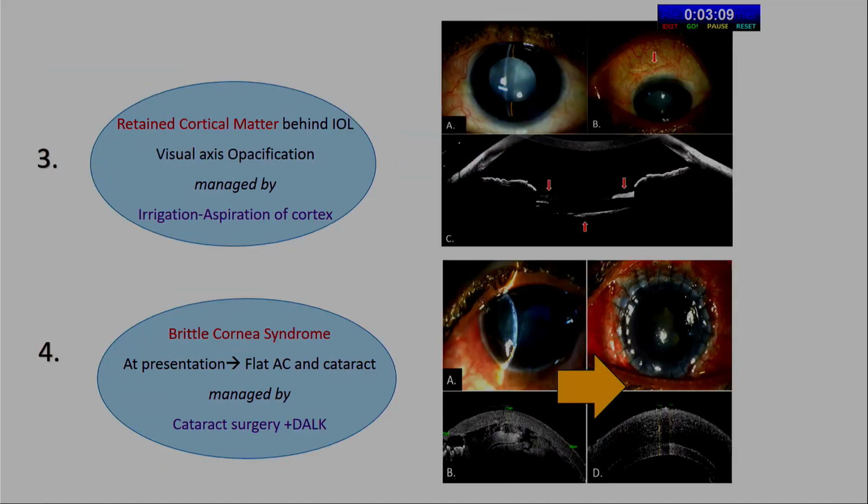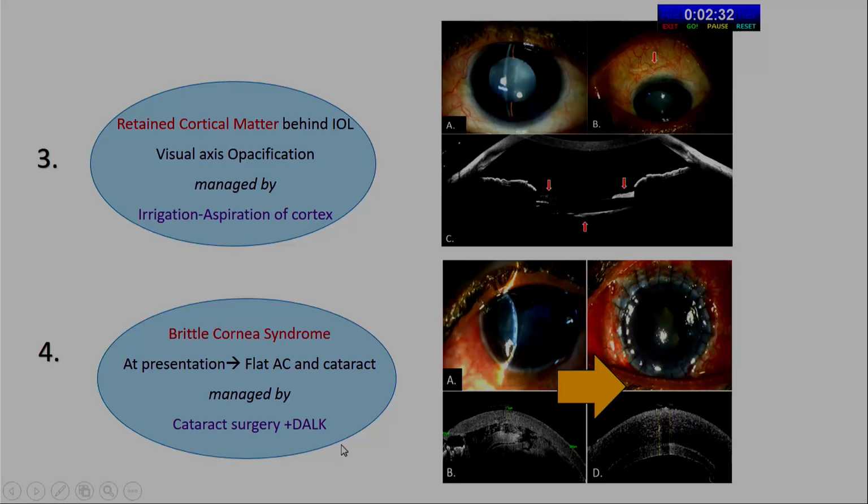The third case was a patient who underwent cataract surgery but did not gain any vision after the surgery. There was some complication which he could not tell, and he was just referred. It looked like this. There was a lens, and behind the lens there was a fully retained cortical sheet, which was appreciated on anterior segment OCT, as we can see here. This patient was managed by bimanual irrigation and aspiration of the cortex, and post-surgery he gained vision.